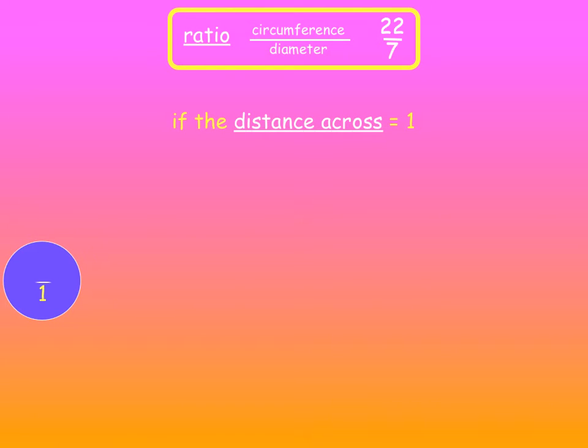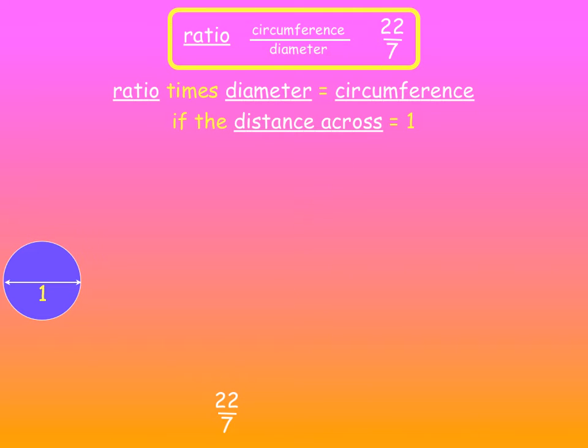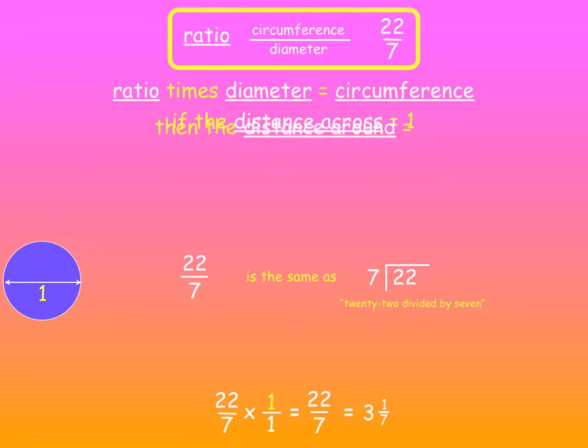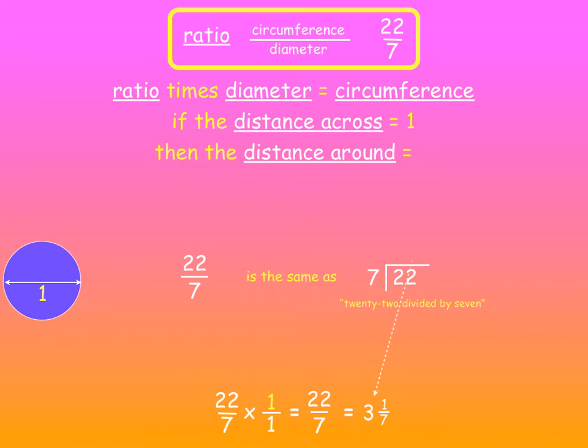If the distance across a circle is 1 unit, the ratio times the diameter will give us the circumference. So we can multiply 22 sevenths, that's our ratio, times 1, that's the distance across. That gives us 22 sevenths. And that's the same as 22 divided by 7, which is 3 1/7. So the distance around is 3 1/7.